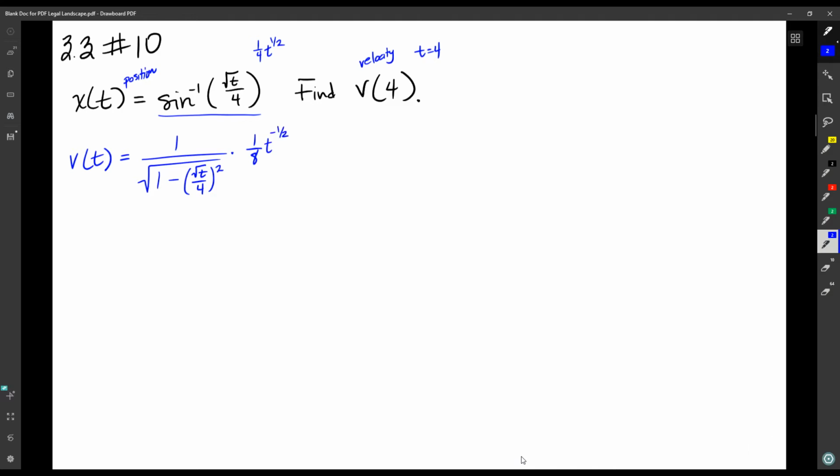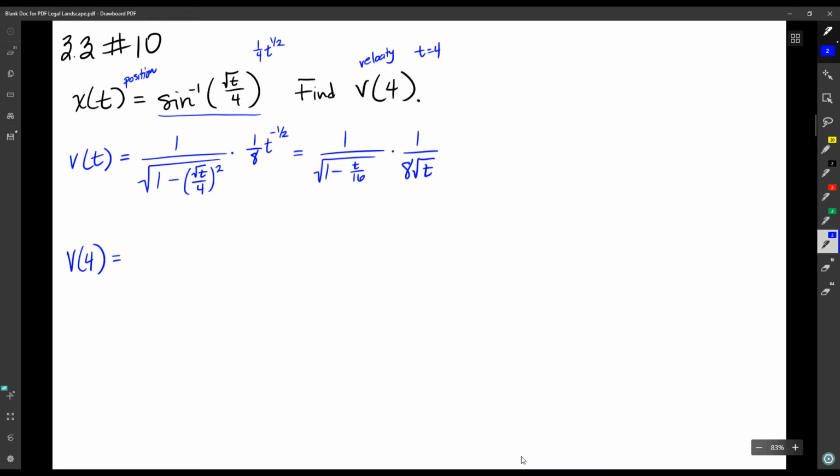So now let's simplify that a little bit. We can bring the 8 to the denominator. We can bring the root t to the denominator. We can also do some work on the root t over 4 quantity squared. So this is going to be 1 over the square root of 1 minus, and this is now going to become a t over 16, because root t squared is t and 4 squared is 16. And then times a 1 over an 8 square root of t. So we can stop here with the simplification and look at finding v of 4.